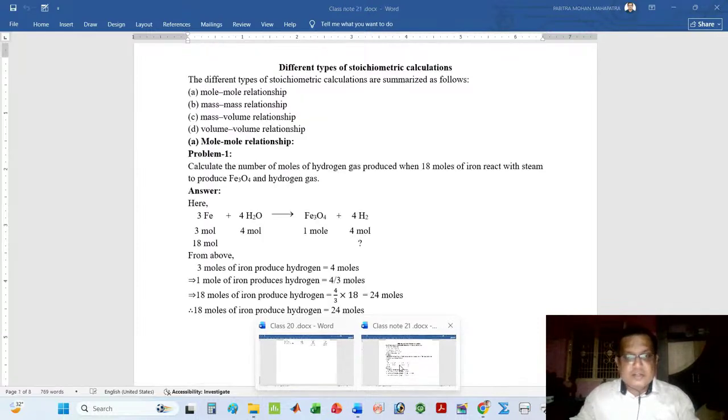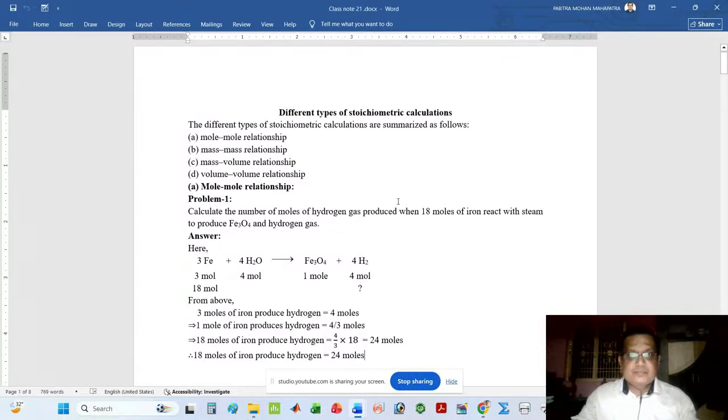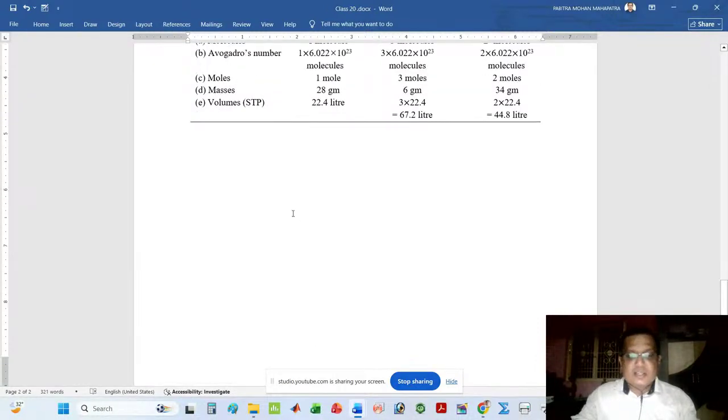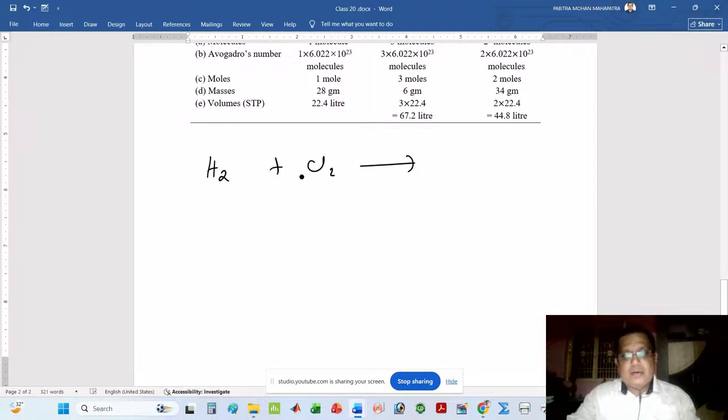I have given an equation. Let me solve the equation. In the previous class, I gave a homework: hydrogen reacts with chlorine to form hydrogen chloride. If I balance it, this gives 2 HCl.